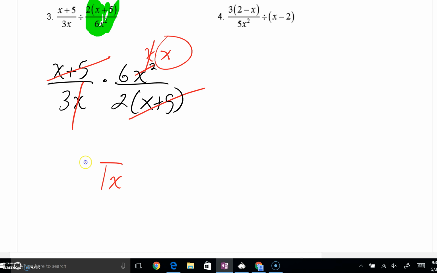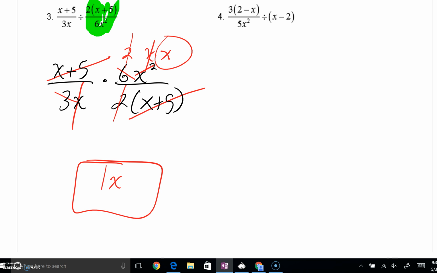It's 1x. By the way, you could have canceled this out by hand. You could have said 3 divides into 6 twice. Divide a 3 by 3, you get a 1. 6 divided by 3 is a 2. These 2's wipe out. You get the same answer. Okay, we doing okay?